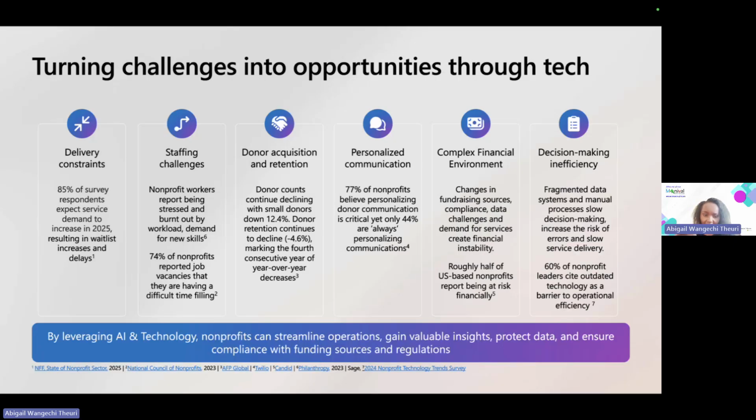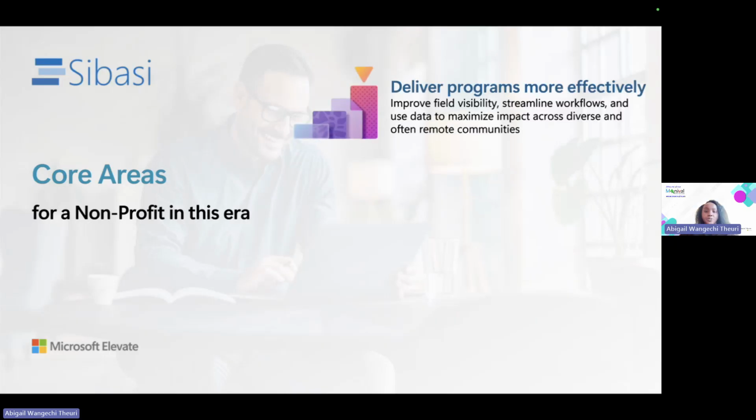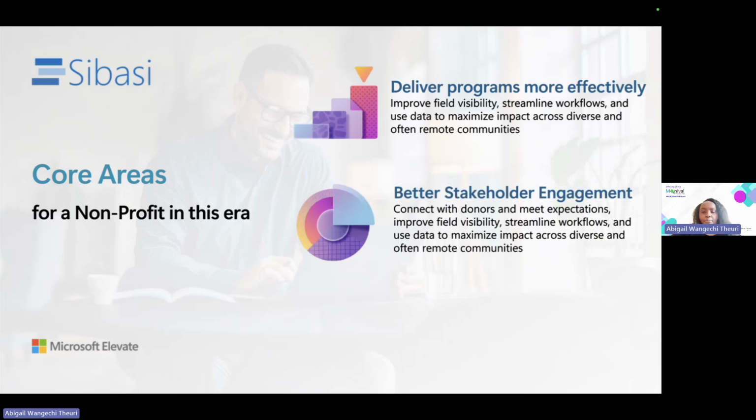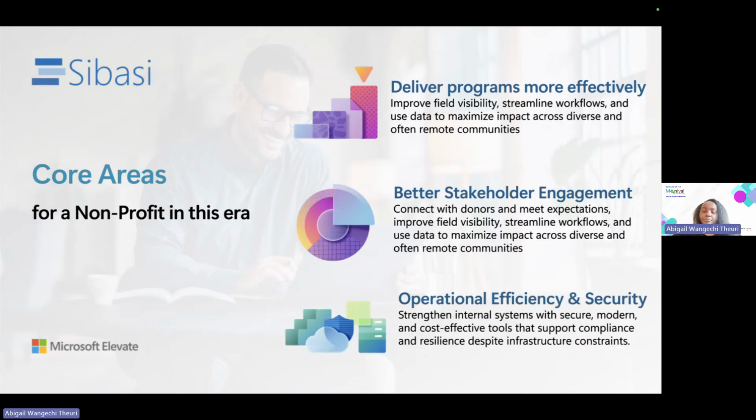And so by leveraging AI and technology, nonprofits can streamline their operations. And as Sibasi, we are trying to help nonprofits deliver programs more effectively. We're also seeking better stakeholder engagement, connecting donors and meeting expectations, and improving field visibility and impact across diverse and often remote communities. We also seek to bring about operational efficiency and security as well.